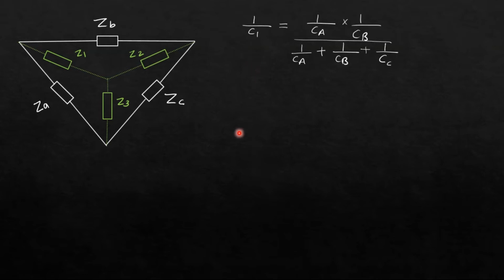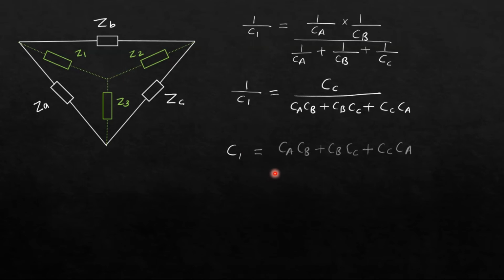Now if you simplify this, 1 by C1 is equal to CC upon CA/CB plus CB/CC plus CC/CA. If you simplify this. Now in order to get C1, do the reciprocal. You will get C1 is equal to (CA/CB plus CB/CC plus CC/CA) upon CC.